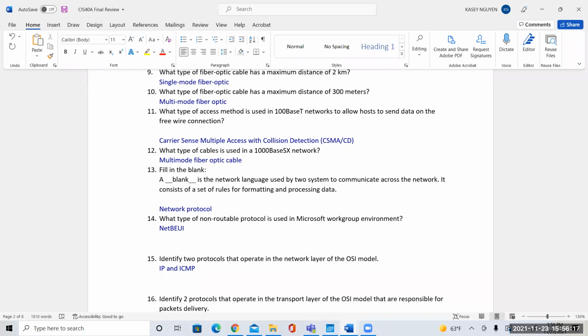15, identify two protocols that operate at the network layer of the OSI model. That one is easy. So when you think about network, you should think about routers. And when you think about network OSI layer, you should think about IP and ICMP. So the router works with IP addresses, where the switch works with MAC addresses. So that means MAC address is at layer 2, IP address is at layer 3, therefore IP, Internet Protocol, is functioning at layer 3.